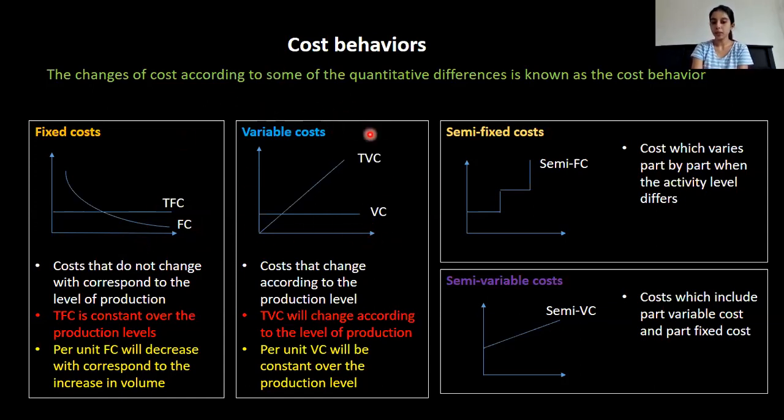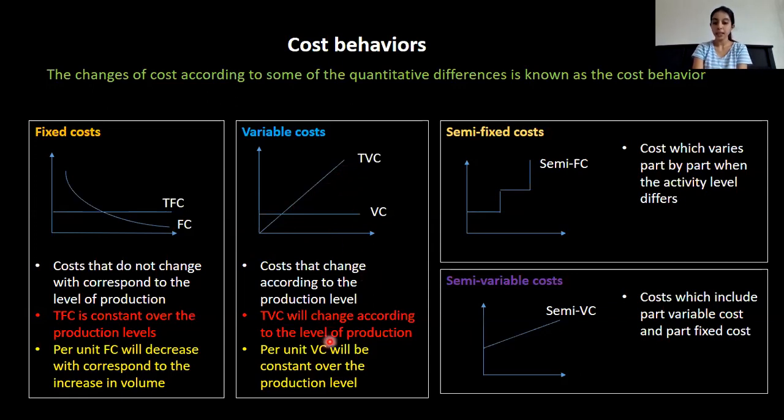When we take the variable costs, we can identify that in contrast to fixed cost, variable costs change according to the production level. So total variable cost will change according to the level of production. If we look at the total variable cost curve, it is an upward sloping line, and it starts from zero itself, meaning that at zero level of output there will be no variable cost. With the increase in the output level, total variable cost will increase proportionately. That is what is meant by this upward sloping line.